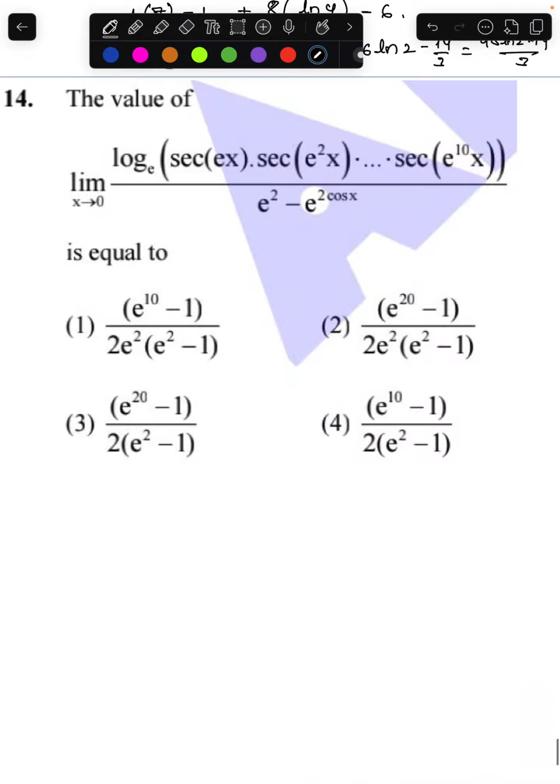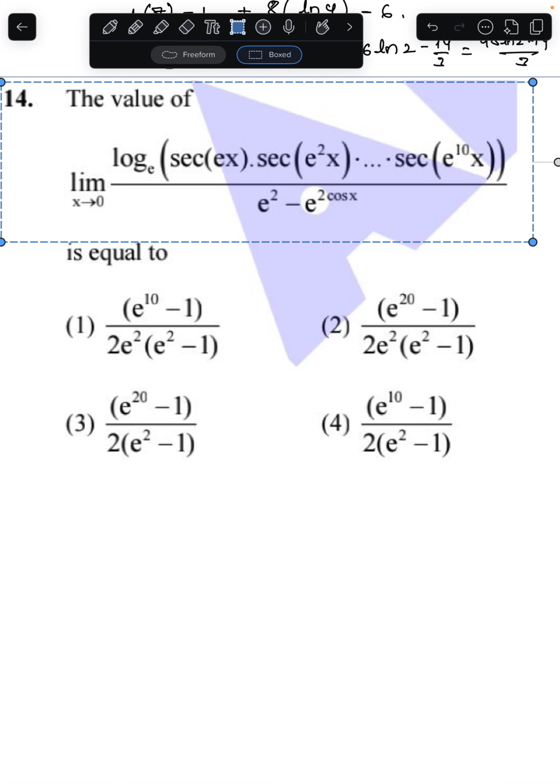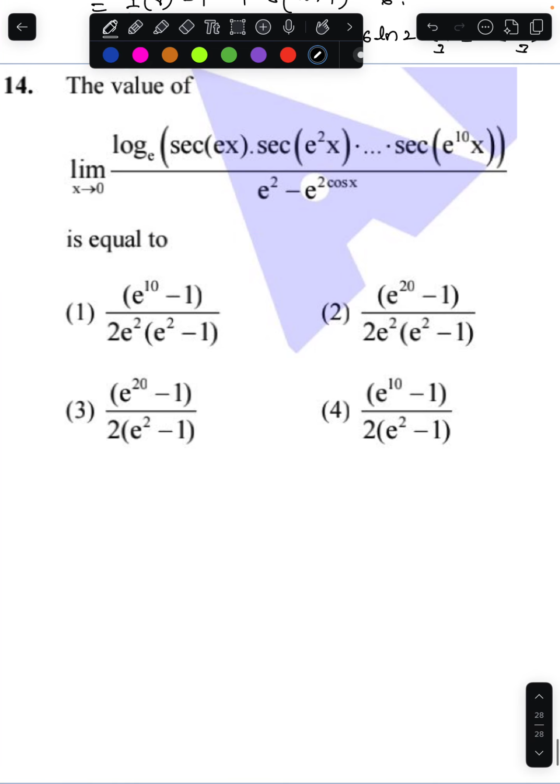So what is given here? Limit quotients. A limit expression is given, and you need to evaluate the limit. So let's go to the question. Whenever a limit question is given, limit questions are pretty easy. First, try to check the form.